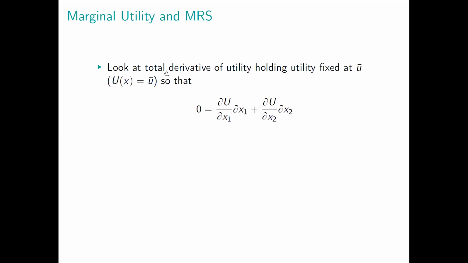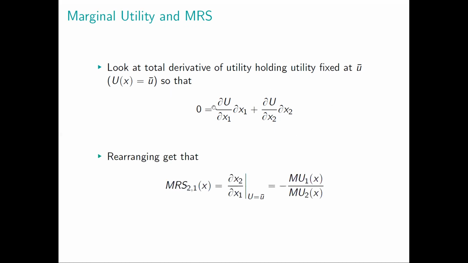So how do we get this? Well, we just look at the total derivative of the utility function, holding it fixed at some level u bar. So if we do this, we get 0 is equal to the derivative of the utility with respect to x1 times the change in x1 plus the derivative of u with respect to x2 times the change in x2. And if we rearrange this, we can get the marginal rate of substitution, because recall that this is holding the utility level fixed, right? So right here, utility is fixed. So that's true when deriving this equation.